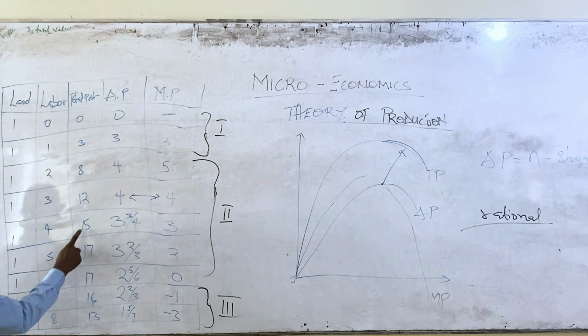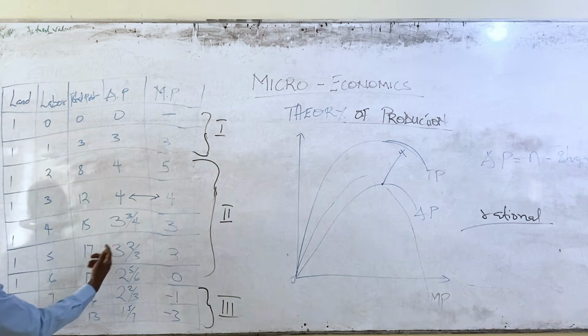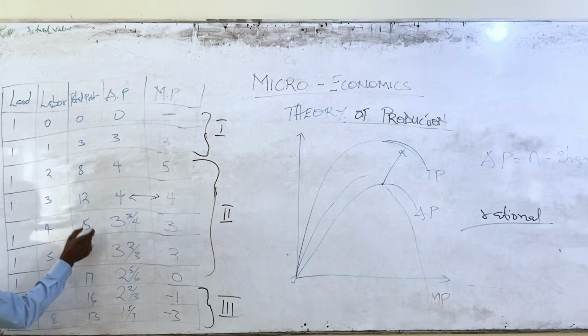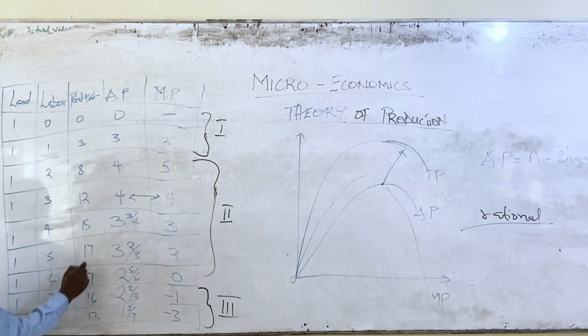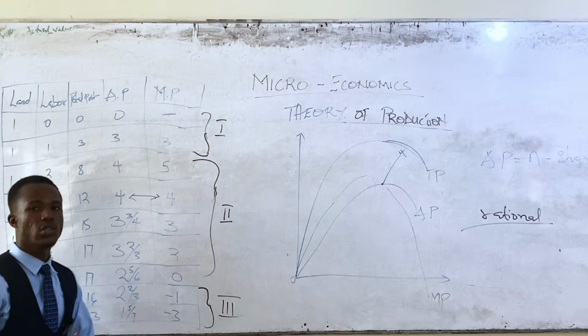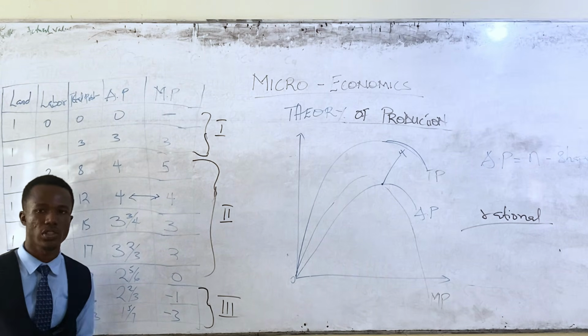So you come to the fourth labor, you employ the fourth labor. You see, you have increased what? Total product, but then your marginal product has reduced. Since your marginal product has still not gotten to 0, you still have to what? Produce. Now labor 5 has increased the productivity from 15 to what? 17. And here the marginal product has also reduced. Still we don't care because it has not gotten to what?